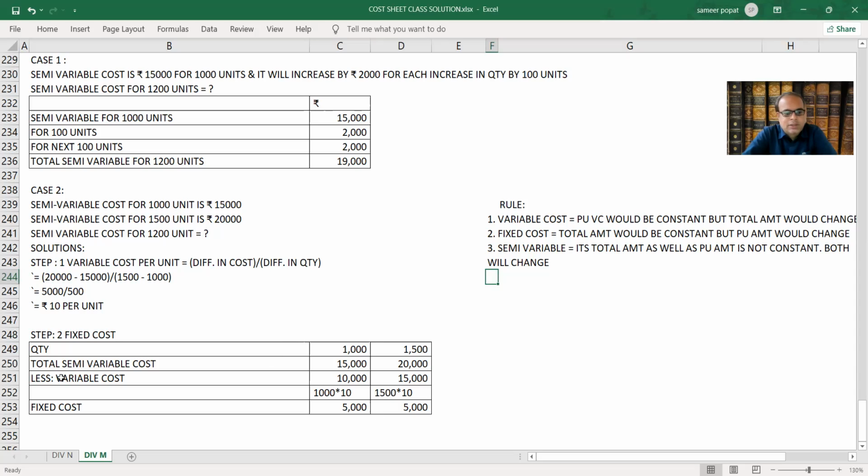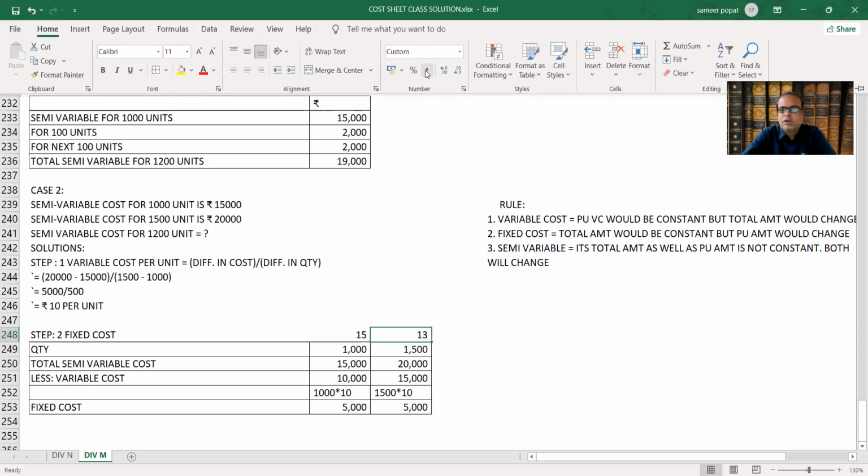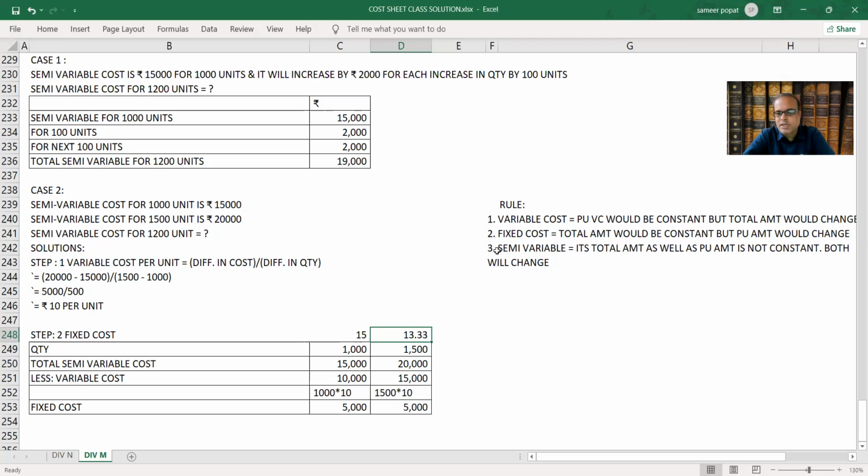Okay, see here. Semi-variable cost is 15,000 and 20,000 for 1,000 and 1,500 unit. So here, total amount is not same. Total amount is changing from 15 to 20. If I find per unit cost, 15,000 is for 1,000, so per unit cost would be 15. And here 20,000 is for 1,500 unit. So if I divide it to get per unit, I will get 13.33. Okay. So here neither total amount nor per unit amount is constant. Both are changing. So that is the nature of semi-variable.